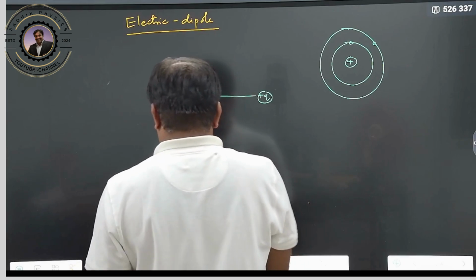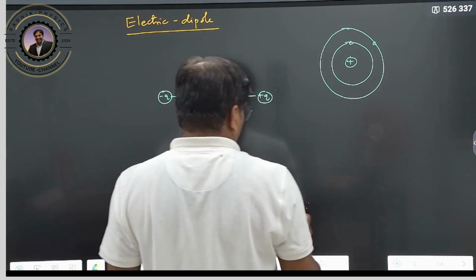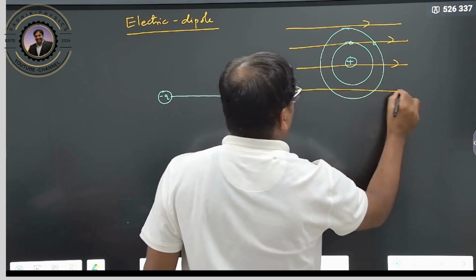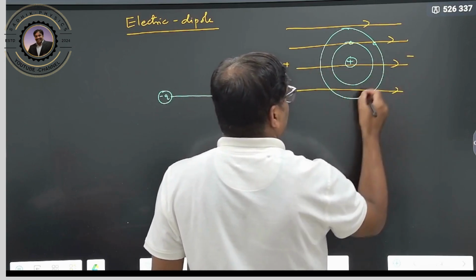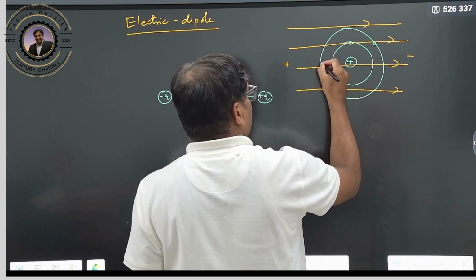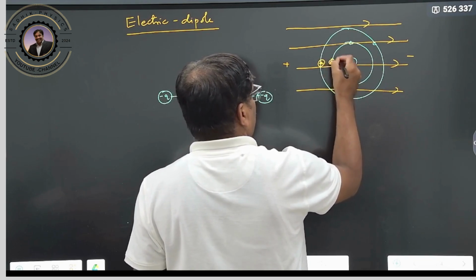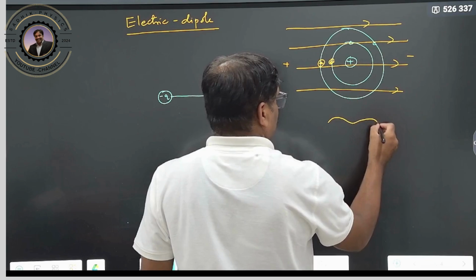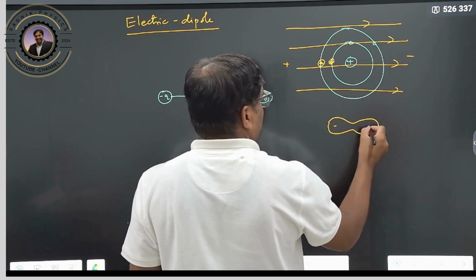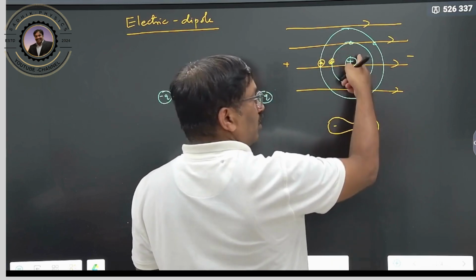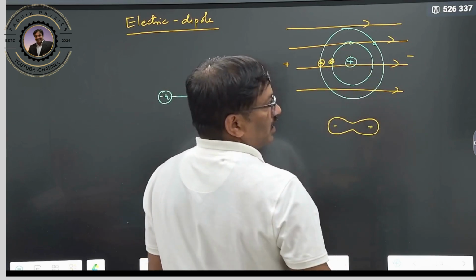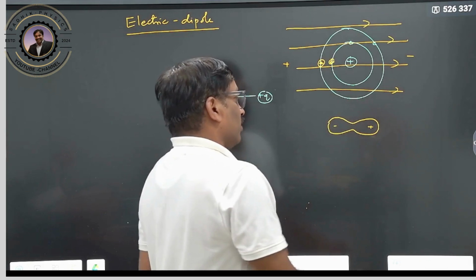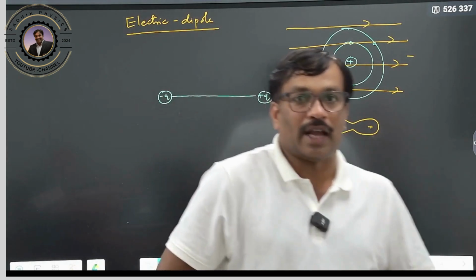So for any atom, whether polar or non-polar, what will happen if you apply an electric field? All the negative charges will shift toward one side, and all the positive charges will be shifted toward the other side. Here the total negative charge will be present, and here the total positive charge. It is a neutral atom, so the positive and negative charges are the same, but these two are separated by a small distance. So this molecule is nothing but a dipole.